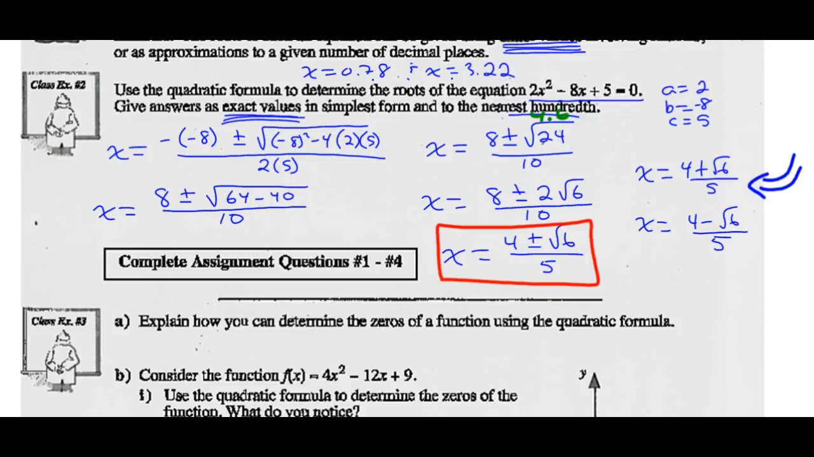Let's see if those give us the same answers we had by graphing and finding the x-intercepts, 0.78 and 3.22. So let's go to our calculators and try this and see if we get 0.78 and 3.22.